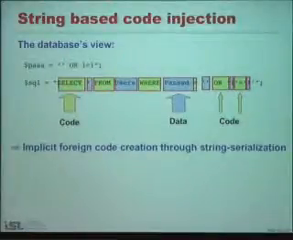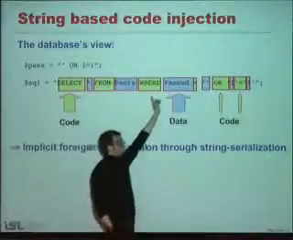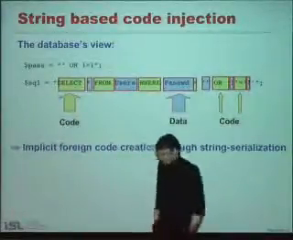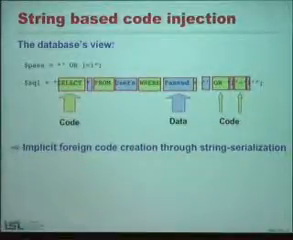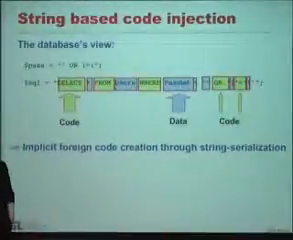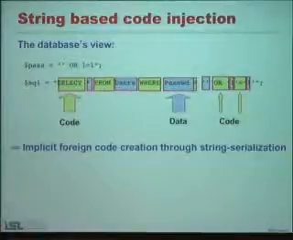So what is the problem? This way of string concatenation and string serialization before sending it to the database results in an implicit foreign code creation. So the programmer has to rely on the assumption that he's doing something correctly by saying, okay, this is the string, take it, execute it, let's hope everything is good.